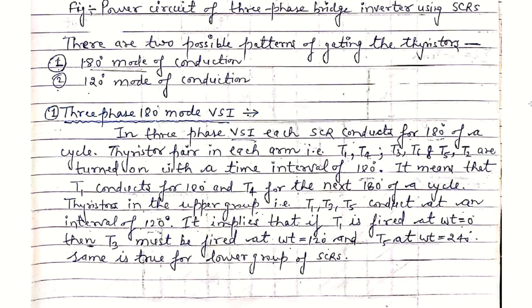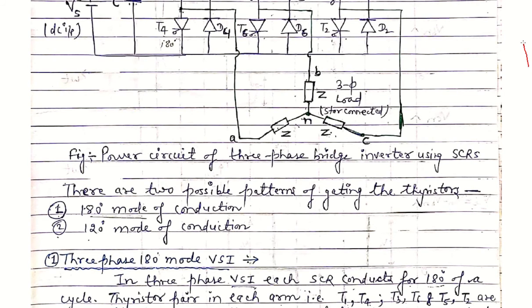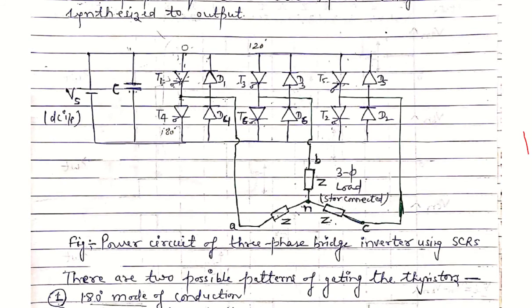There are two groups in this three-phase structure. T1, T3 and T5 are called the positive group of thyristors, and T4, T6 and T2 are known as the negative group of thyristors. Each individual thyristor conducts for a duration of 180 degrees, but in the positive group, if T1 is fired at an angle of 0 degrees, then T3 will be fired at an angle of 120 degrees. So the thyristors in the positive group as well as the negative group are fired at intervals of 120 degrees.